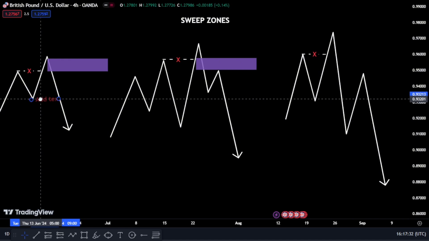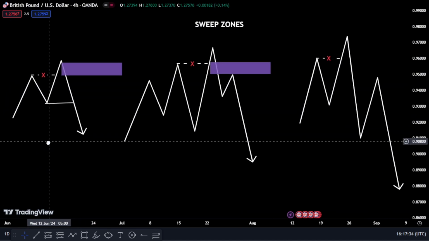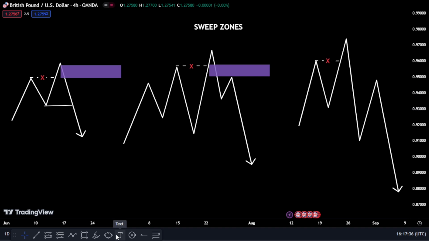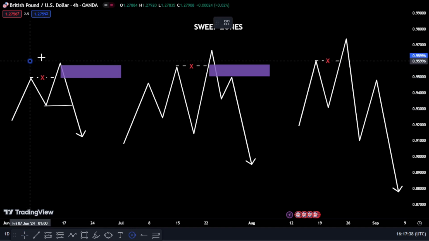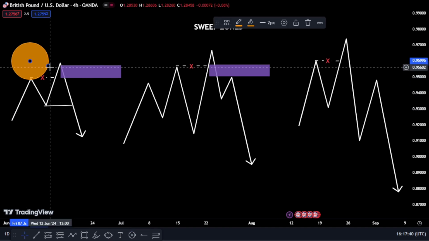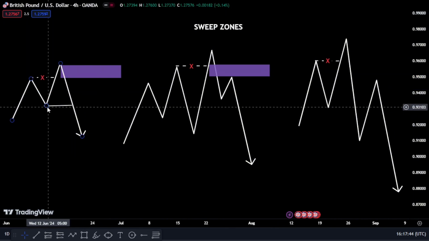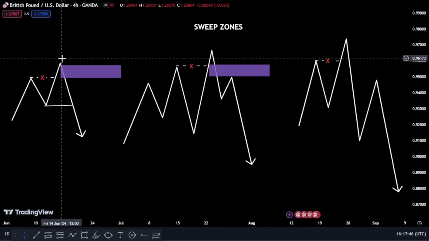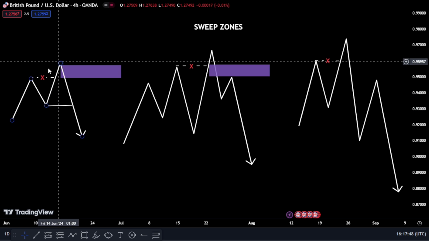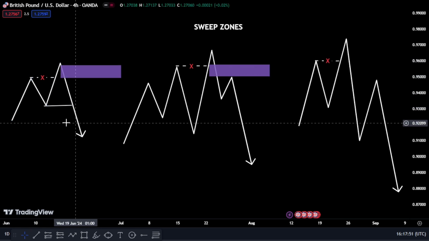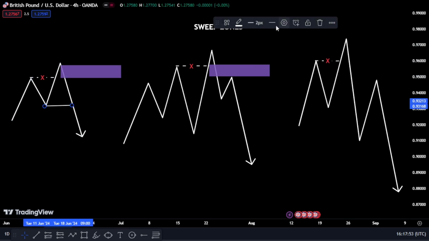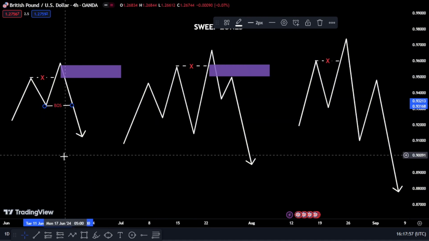So let's say this right here is you're actually expecting a double top pattern. What happens? Liquidity is provided. The market takes out liquidity. There is a break of structure here. The market takes out liquidity and provides a break of structure to the downside.